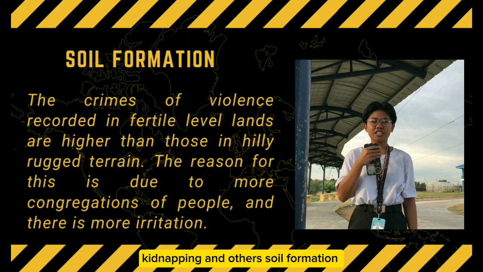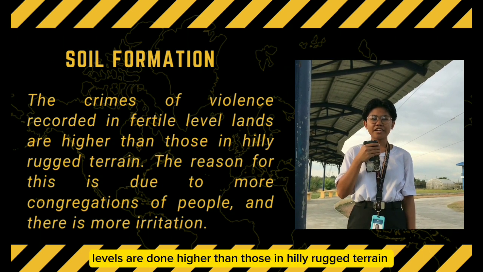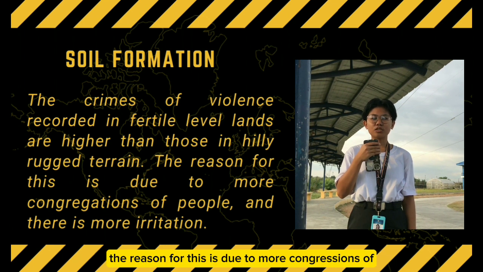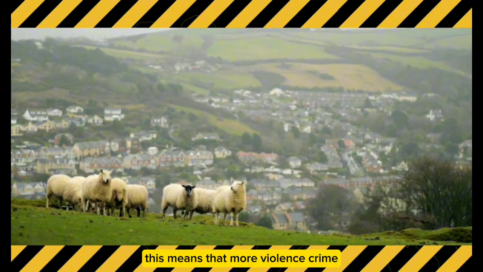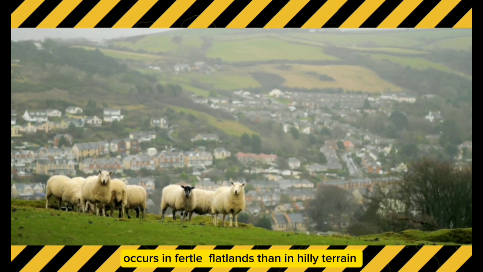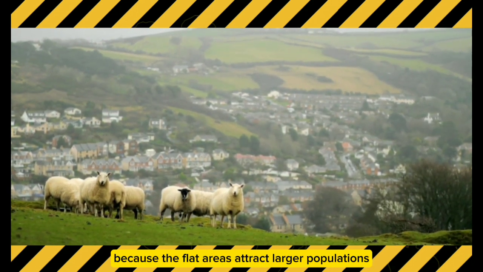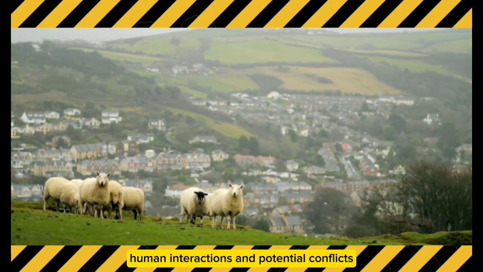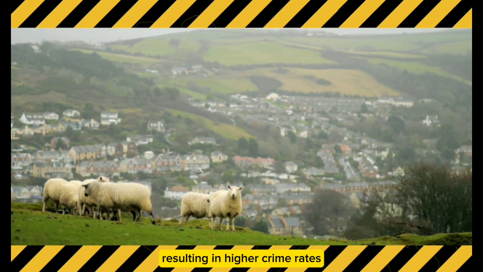Soil formation. The crimes of violence recorded in fertile level lands are higher than those in hilly, rugged terrain. The reason for this is the greater congregation of people and more irritation. This means that more violent crime occurs in fertile flatlands than in hilly terrain because flat areas attract larger populations, leading to increased human interactions and potential conflicts, resulting in higher crime rates.